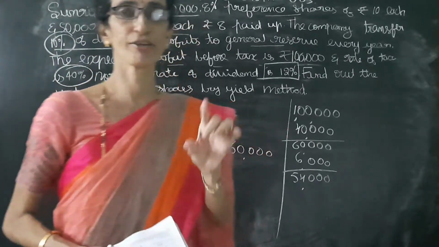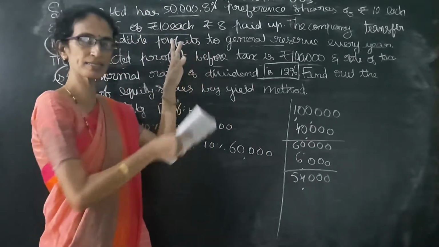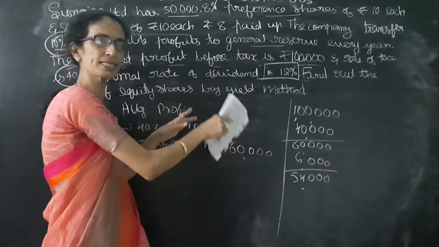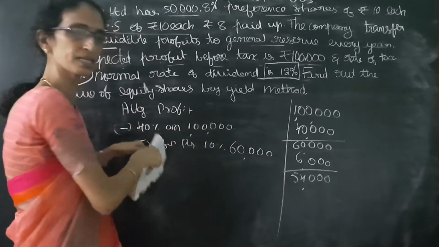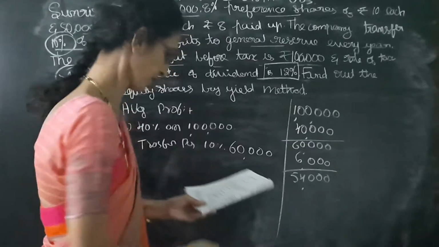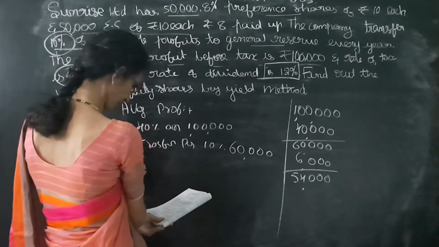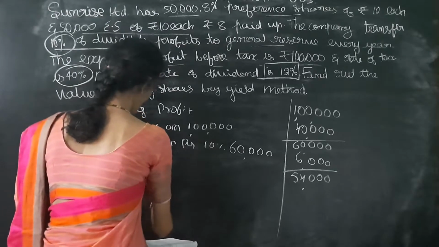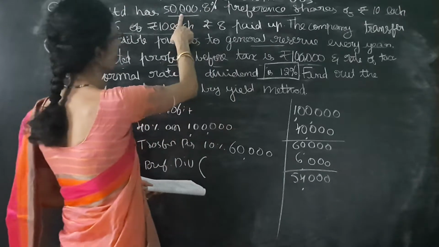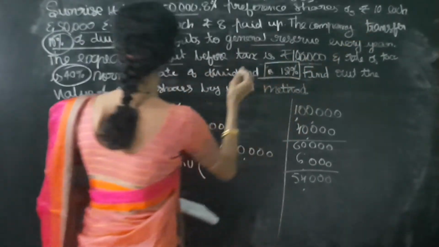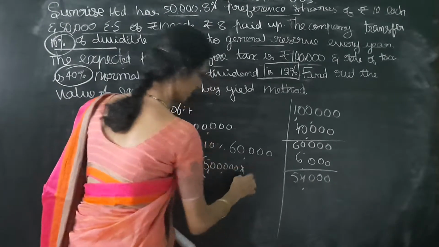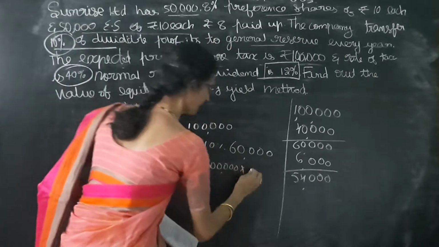Remember that if the preferred shares are given, then we have to deduct the dividends on preferred shares. That is why I selected this problem. If the preferred shares are given, after deducting tax and the reserve, we have to deduct once again the dividend payable on preferred shares. So from this amount, we have to deduct preferential dividends. Then how to calculate the dividend on preferred shares? 50,000 preferred shares of rupees 10 each. That means 5 lakh. 50,000 into 10 rupees means 5 lakh. Into it is given 8%.